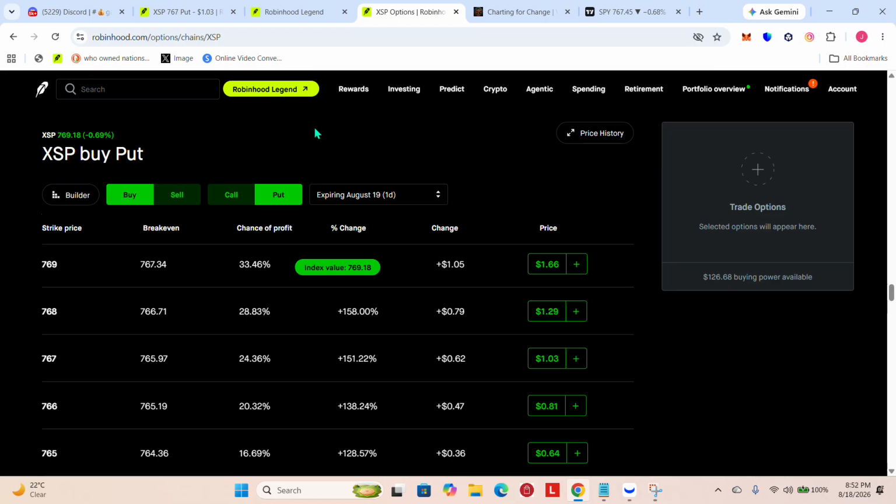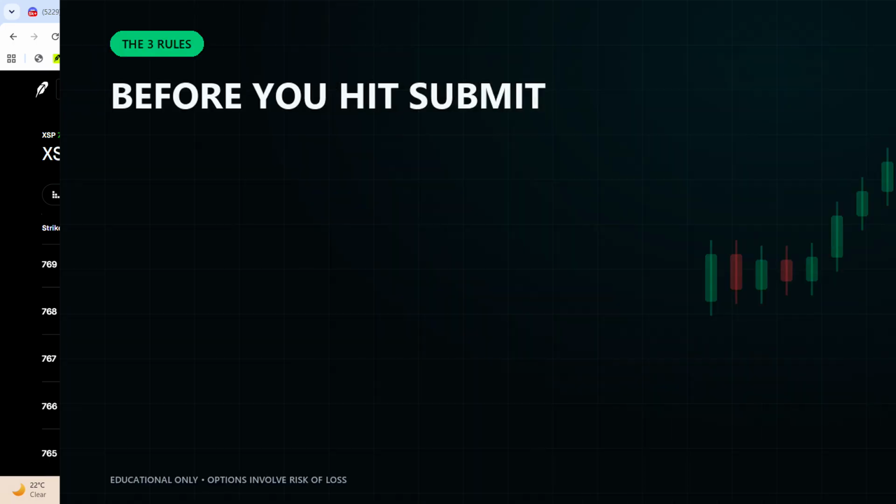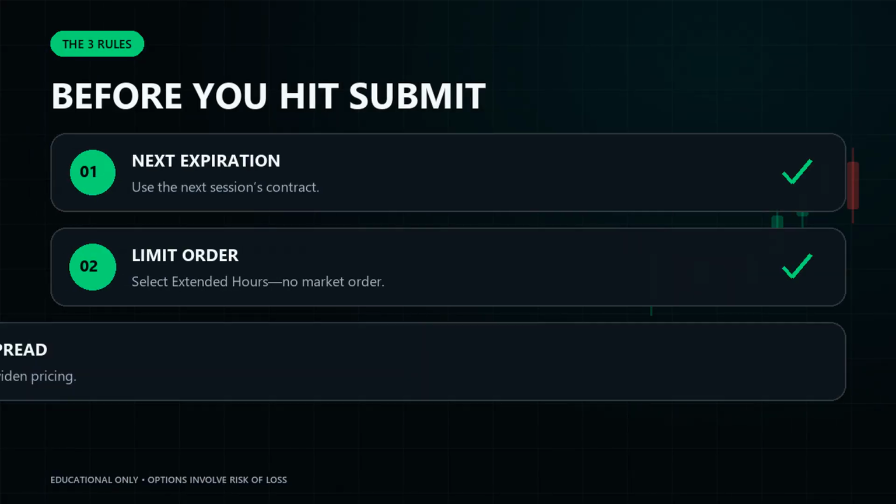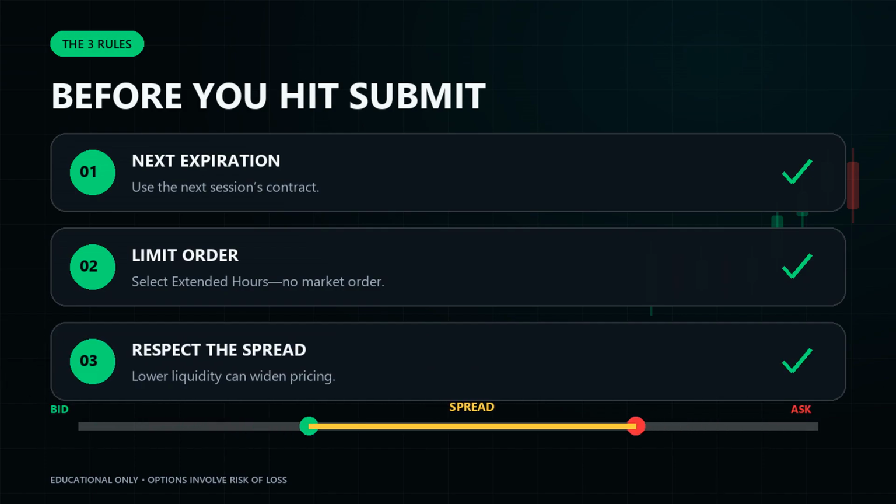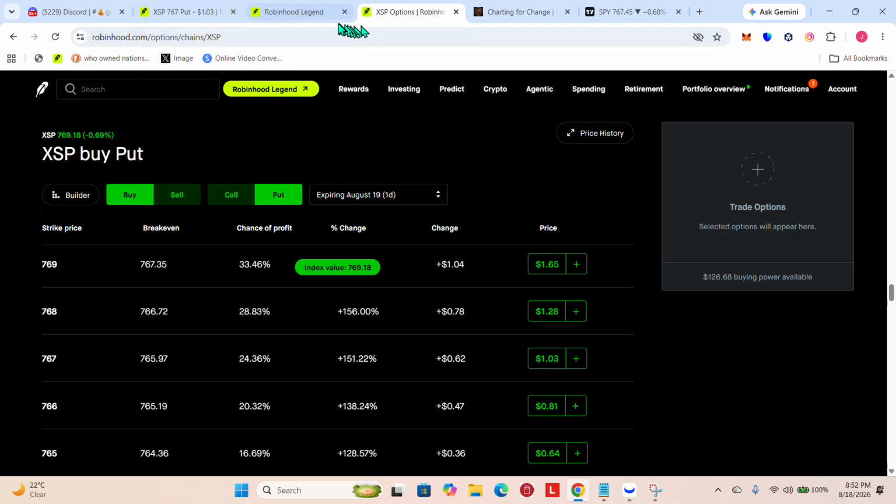So again, the biggest thing is, Robinhood is one of the best brokers for it. You can only use limit orders. You have to trade the next day's contracts. And we only have XSP, SPX, RUT, and VIX. So that's pretty much it.